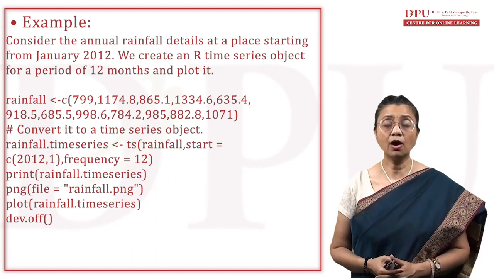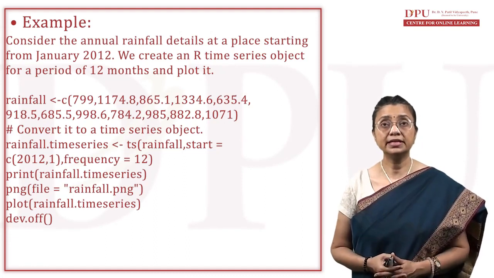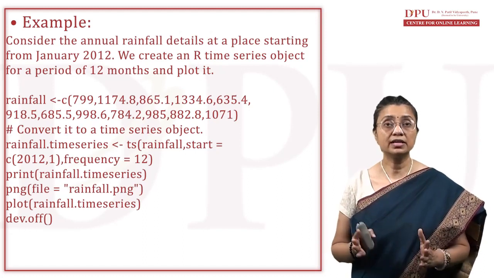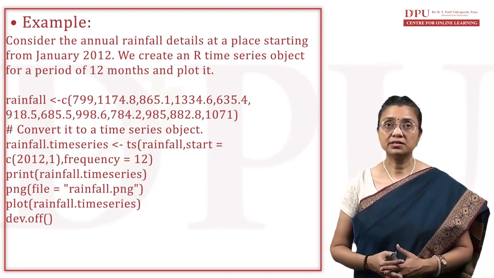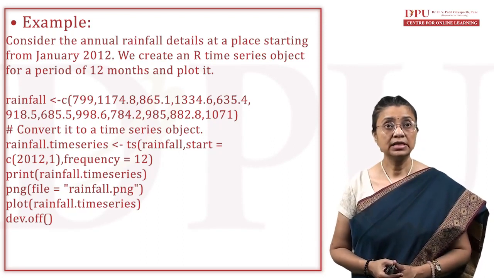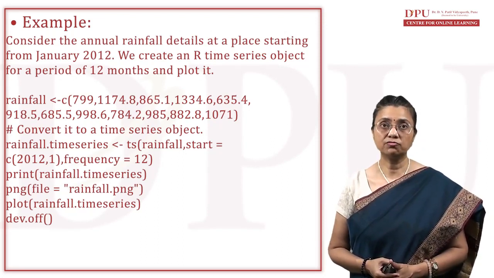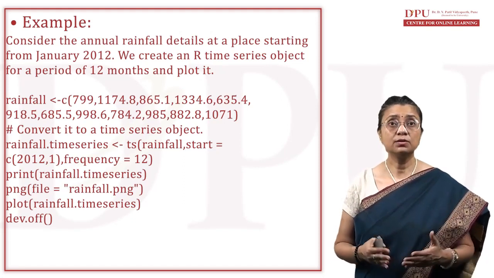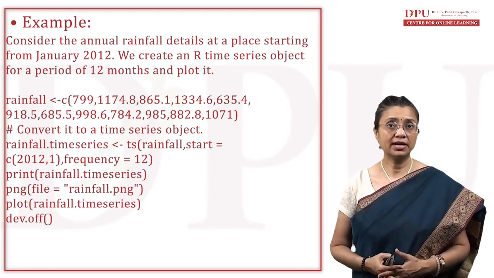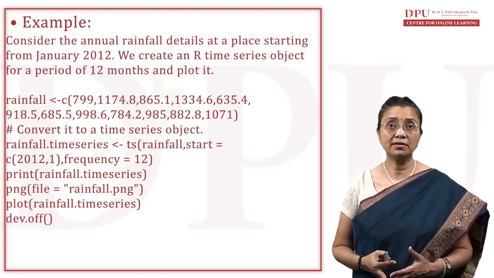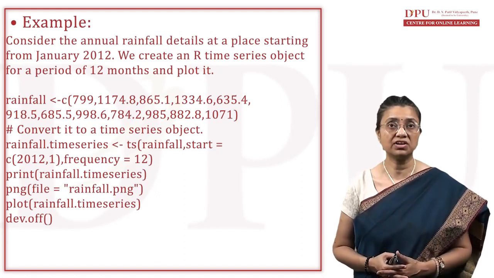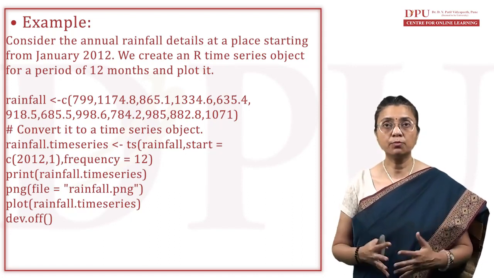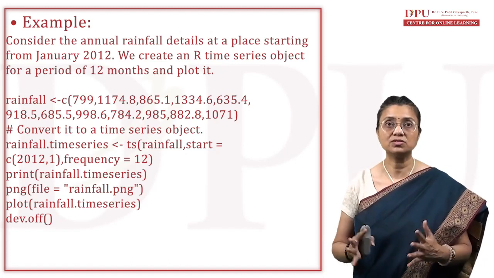So let's see how I'm creating the rainfall data against the time series in terms of months, which means rainfall against months. I have created a vector with the help of the c function in the variable rainfall. Here the data is in front of your eyes: 799, 1174, 865, 1134, 635, and so on till 1071. So these are 12 data points that we have, and these data points are the rainfall for 12 months.